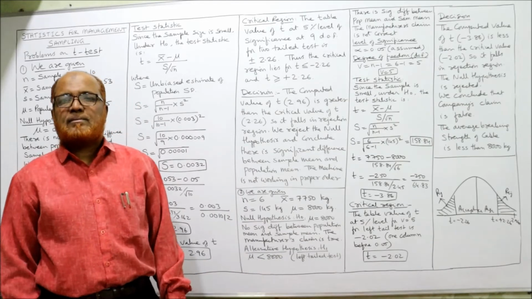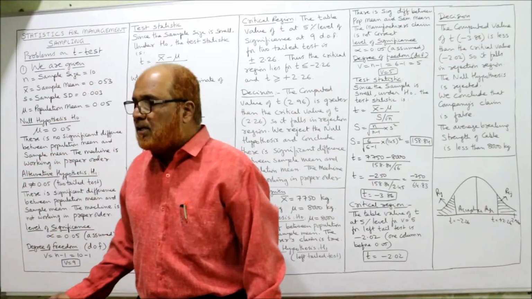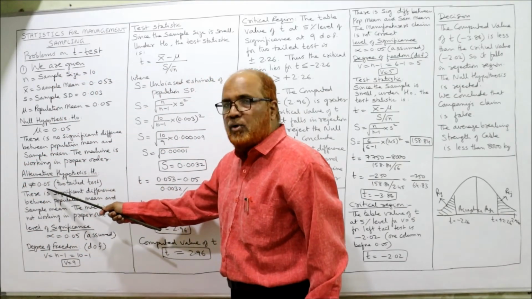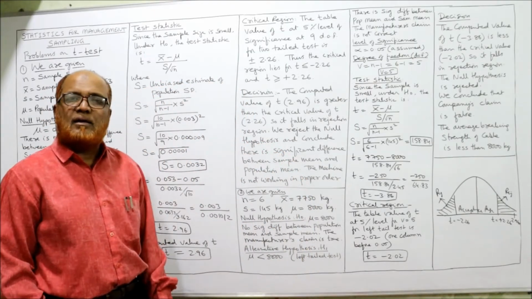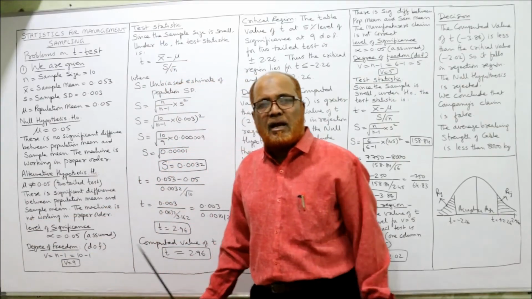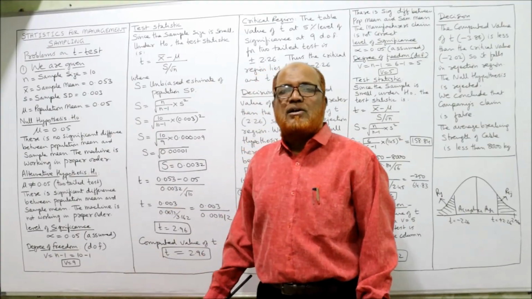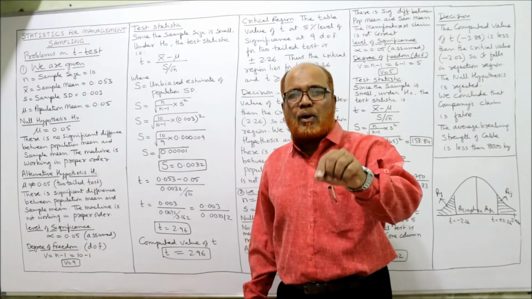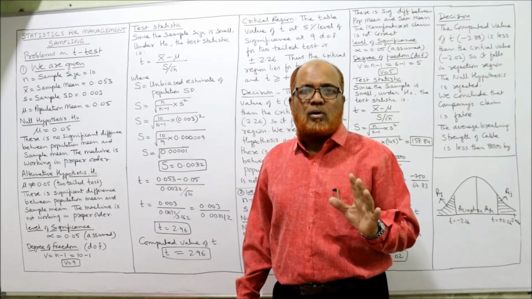Alternative hypothesis: mu less than 8,000 kilogram. See, in the earlier problem we had taken not equal to, a two-tail test. Here I am taking less than 8,000. Why? Students will get confused: in one problem I am taking two-tail, here I am taking one-tail. The reason is, in the earlier problem we had to check whether the machine is working in proper order or not. That's it. So yes or no.